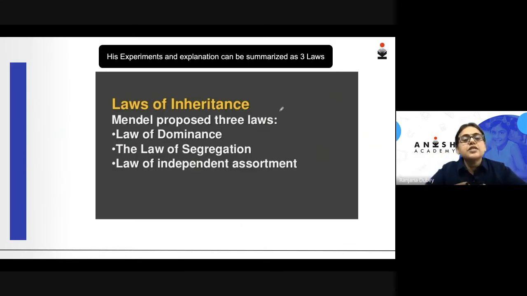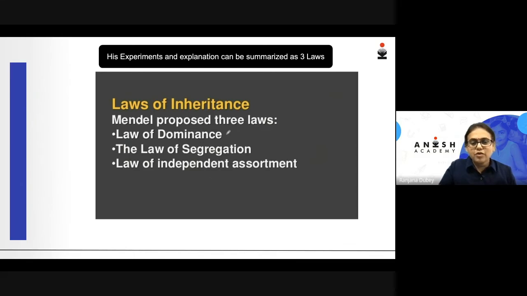So, based on his hypothesis, the separation of the gametes which takes place, the distribution of the factors during gamete formation, and the concept of dominance, Mendel proposed three laws which are called the laws of inheritance. Based on his experiments performed as monohybrid crosses, Mendel proposed the law of dominance.